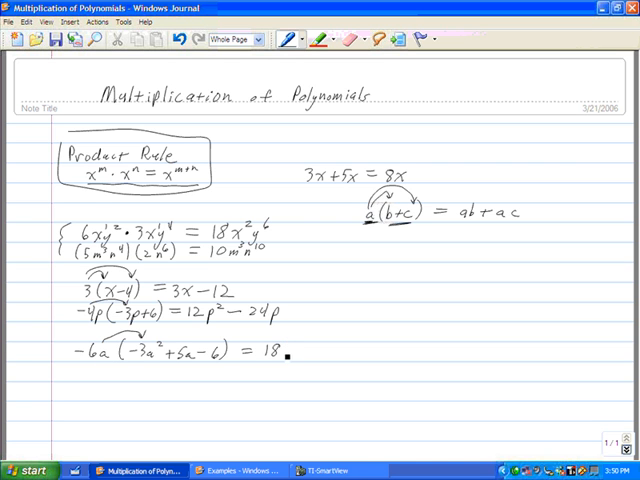A times a squared will be an a cubed. So the first multiplication is finished. Second multiplication is right here. Negative 6 times plus 5 is a minus 30, and a times a is a squared. And the last multiplication will be right there. Negative 6 times minus 6 is a plus 36. No more a's here, so it's just the 1a from right there.